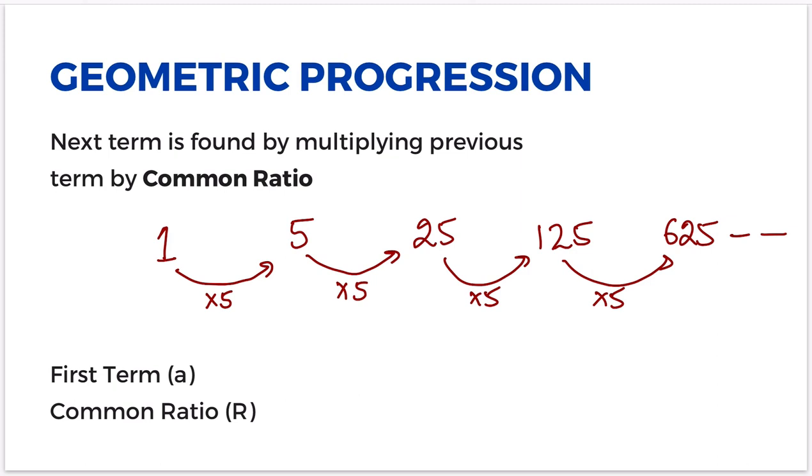We have also discussed two terms, the first term, which is where the series starts, and the common ratio. What is the common ratio? The common ratio is R, which is the number that is multiplied to get the next number. Here in our example, R is 5. So the first term is 1, and R is 5. I hope it is clear.